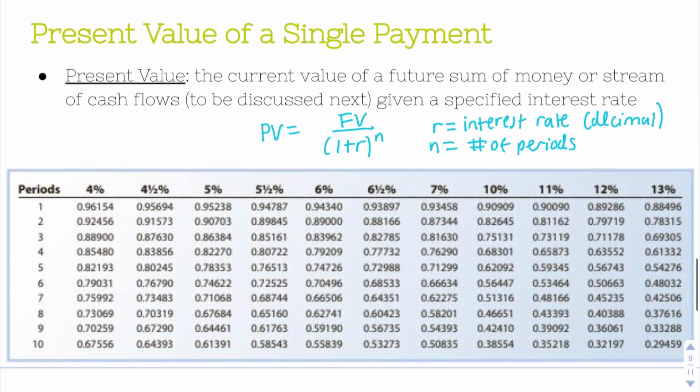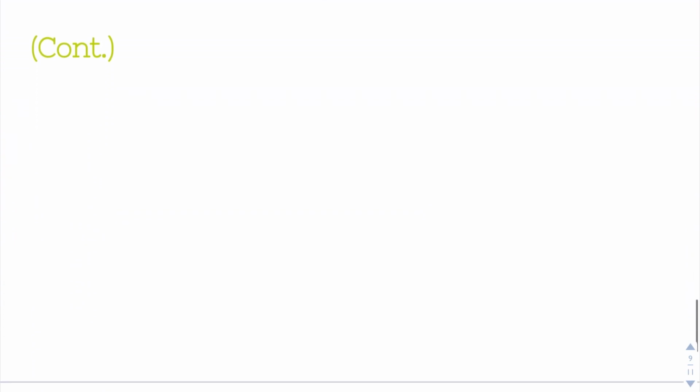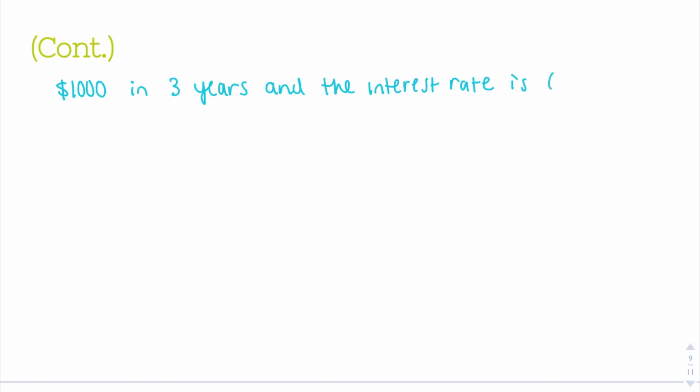So if we create the example, you are receiving $1,000 in 3 years, and the prevailing interest rate at the time is 6%. There are two methods that you can use. So the first is the formula I just showed you.